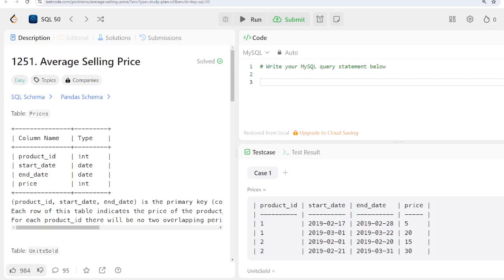Today we are going to solve another SQL problem from LeetCode website, and the name of this problem is average selling price. And today is our day 57 of 100 days of SQL challenge, where I will be solving one question each day. And I hope you guys are also solving one question with me to practice SQL. And we are doing SQL 50 series. So let's try to read this problem.